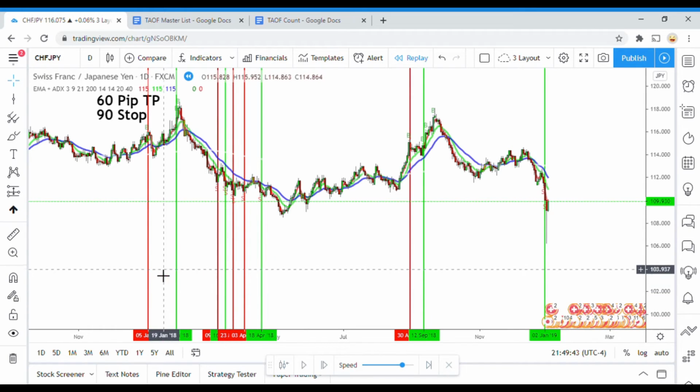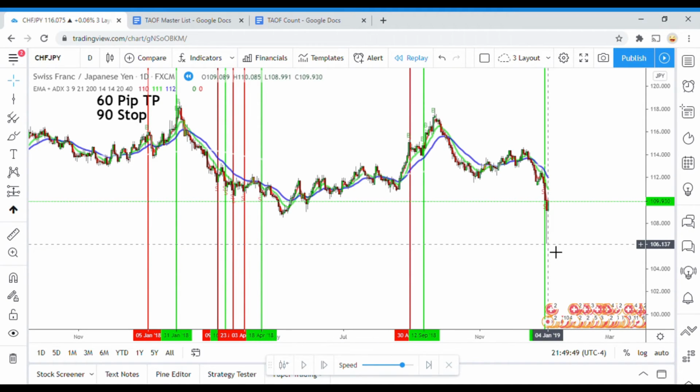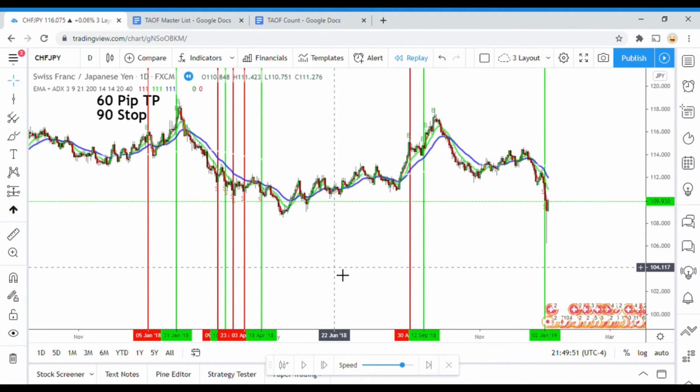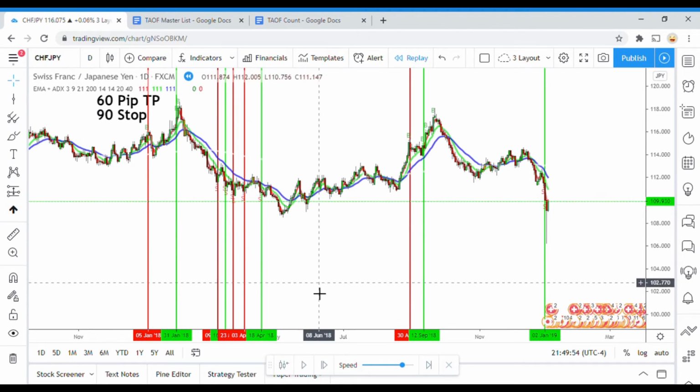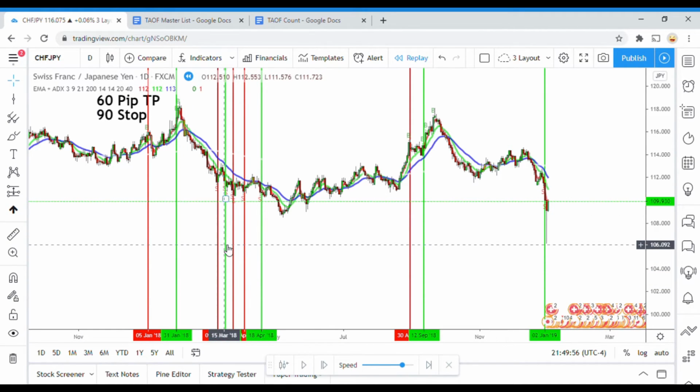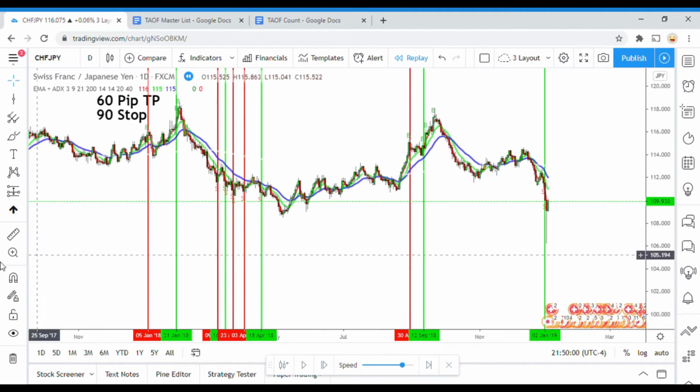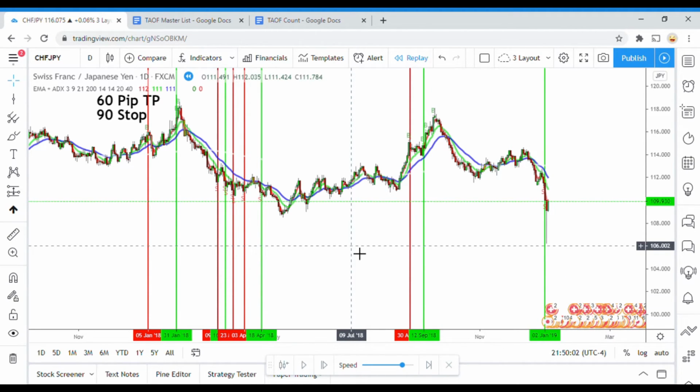Let's count out the signals and see what we got here. 1, 2, 3, 4, 5, 6, 7, 8, 9, and 10. Alright, so let's see, we have 1, 2, 3, 4, 5. So 5 and 5, 50%, that is not going to meet our criteria.